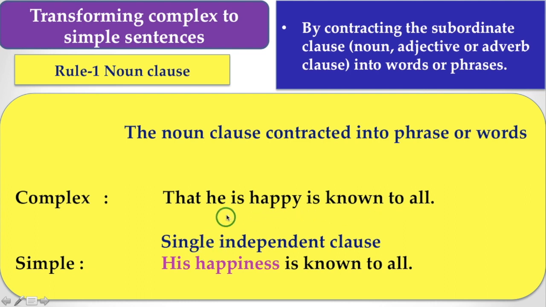And here when you are asked to convert this complex sentence into a simple sentence, you have to use "his happiness." This is a noun phrase, "is known to all." Here instead of the subordinate clause, the noun clause, you have to use a noun phrase. After that you have to use a verb and "known to all." This is a simple sentence containing one finite verb and one phrase, that is a noun phrase.